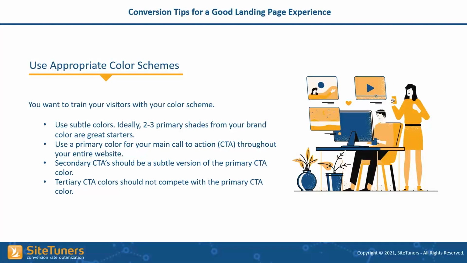All right, next one. And this one, I see this all the time. You want to train your visitors with a color scheme. What do I mean by this? If you want them to click on something, whatever your primary call to action is, you want to make sure that whether it's on the landing page and the scroll, multiple times on the page, or across pages if they're digging your landing page and it lets them go deeper into the site, it depends. There are different types of pages. But assuming that we want them to see a call to action potentially more than once, you want to train them so that that color is always the same color used for your primary call to action.